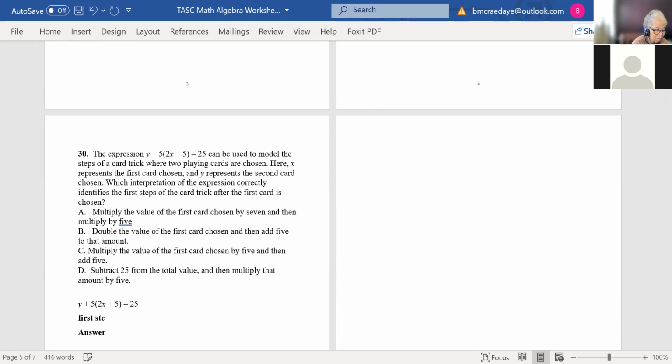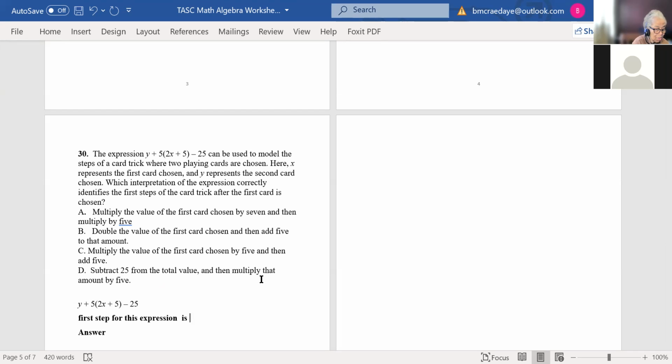First, I would do the 5 2x by 5, right? The parentheses first. That's right. First step for this expression would be the one that has, right here, parentheses. Yeah. That's it. That's your PEMDAS, like you said, the parentheses. So that would be the first step for this expression.